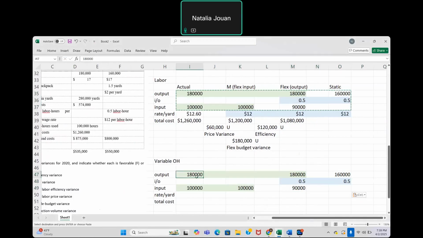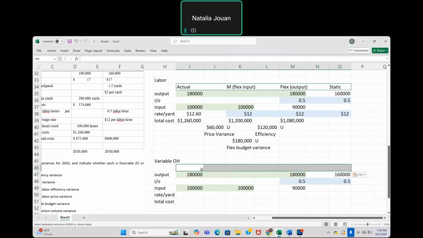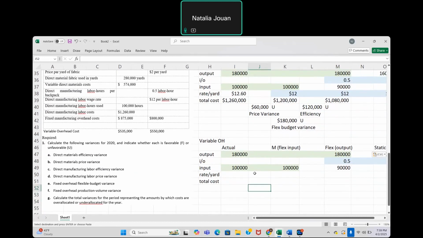We're making 180 backpacks. When we took 100,000, we used 100,000 hours. We should have used 90,000 hours instead. Let's copy this as well. We have the same information, it's the same driver. All we're changing now is the rate, okay? We're not solving for any variances on the variable chart, but since we're at it, let's do it. We're gonna need the over under. And remember, this is also allocated when we're doing overhead, okay?